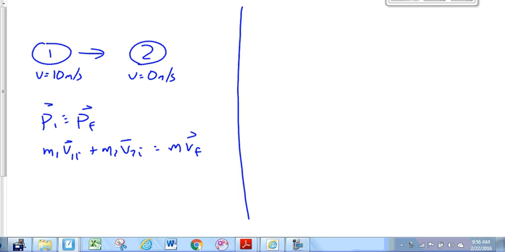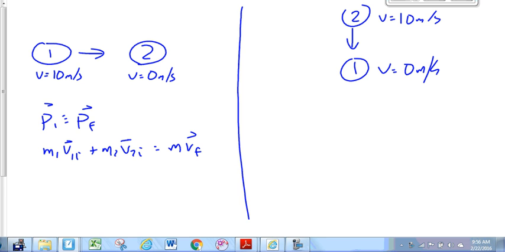Let's say now we've got object number 1 at rest, 0 meters per second. Object number 2 is moving, say, downwards towards object number 1. It's moving with a velocity of, let's say, 10 meters per second. They stick together when they collide. They head off as one object after the collision takes place. How would we analyze it? Well, the same way as we analyze this one, right? Pi equals pf. We'd say m1 v1i plus m2 v2i equals mvf. Agree? Again, not rocket science, I don't think.